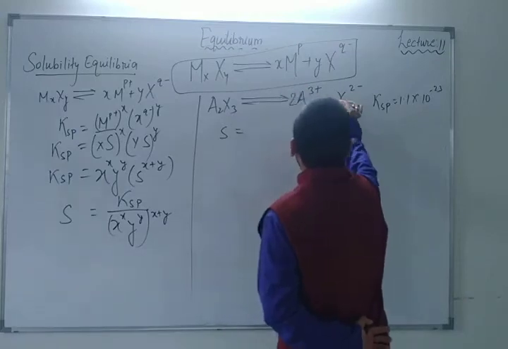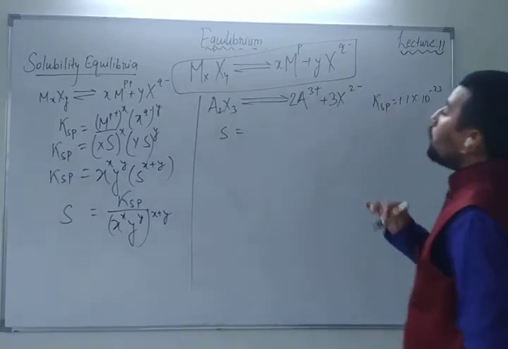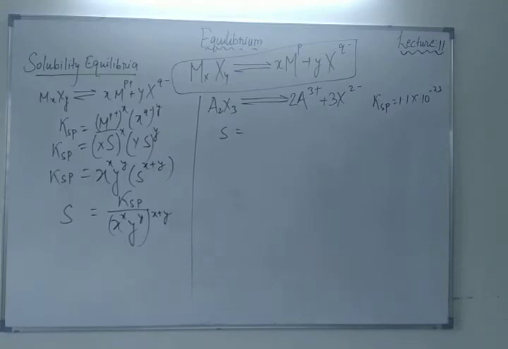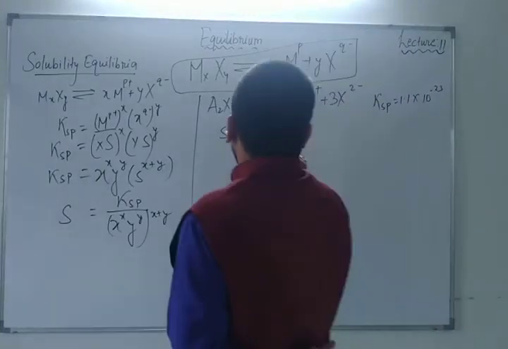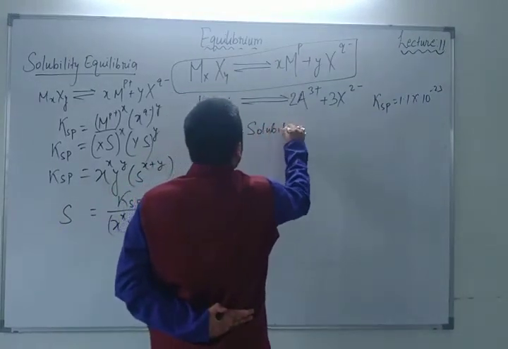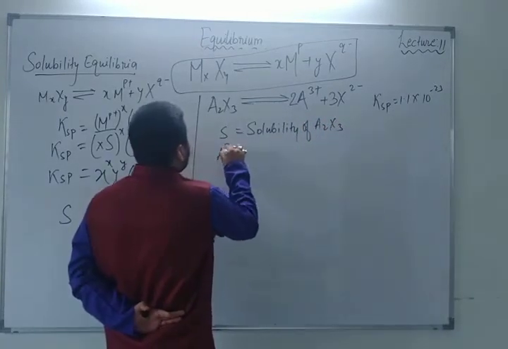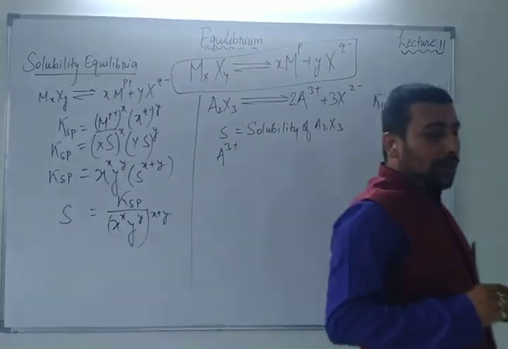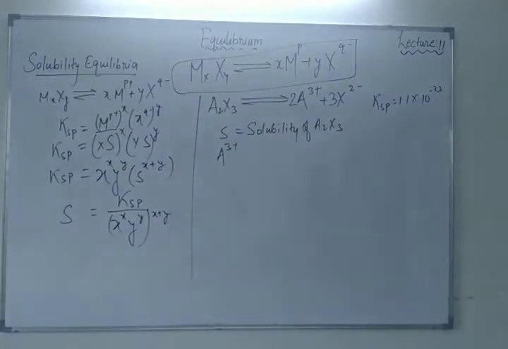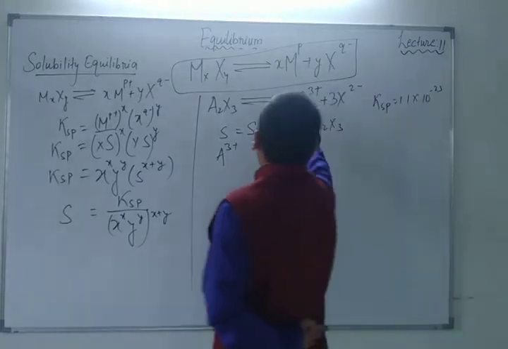Now here one thing I just want to say to you is, this will be dissociated into 2A3 plus and 3X2 minus. So if I want to calculate the solubility of A, then it's very easy. S means solubility of A2X3. Now here A3 plus, the value of A3 plus in terms of the solubility of A2X3, is equal to 2S.